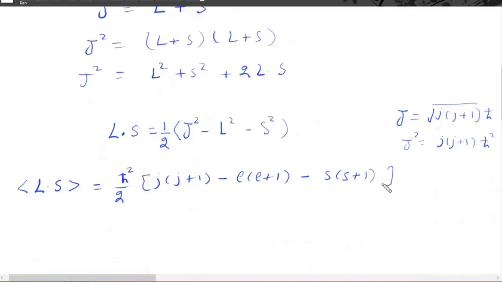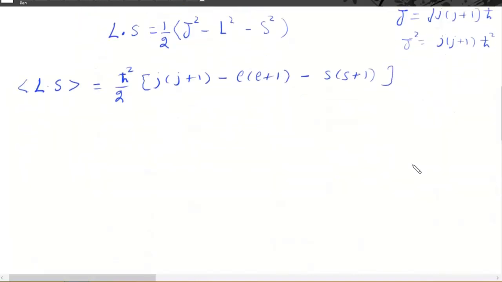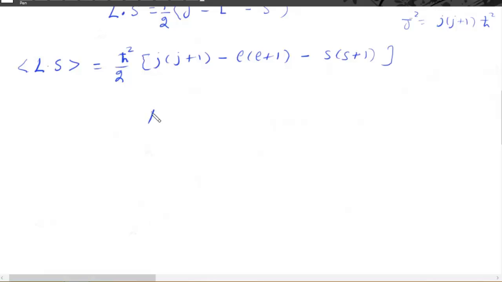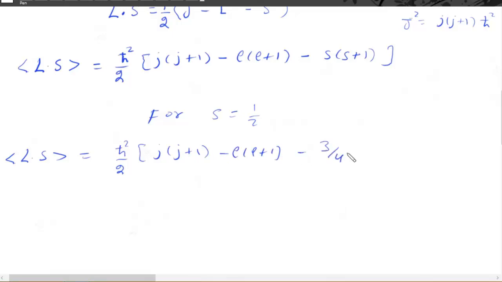Then for s equal to 1 over 2, this is for the spin half particle, the L dot S is equal to h cut squared divided by 2 times j into j plus 1 minus l into l plus 1 minus 3 divided by 4. Okay, this is so simple.